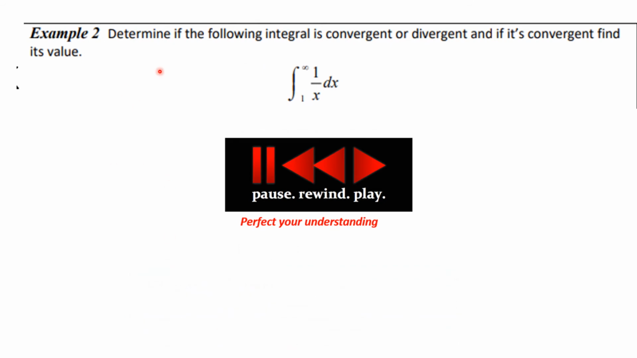So now it's time for you to do a problem. Determine if the following integral is convergent or divergent, and if it's convergent, find its value. Now this is often how I would ask an improper integral question. So this is the improper integral going from 1 to infinity of 1 over x dx. You know what to do. Let's see how you did.